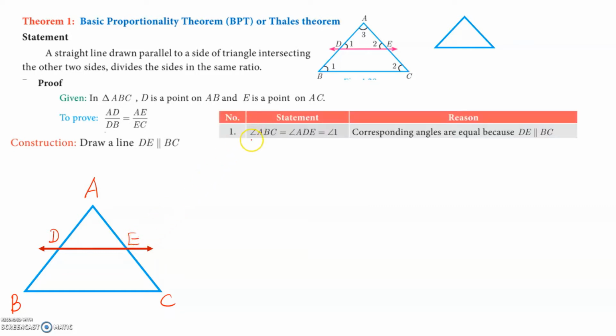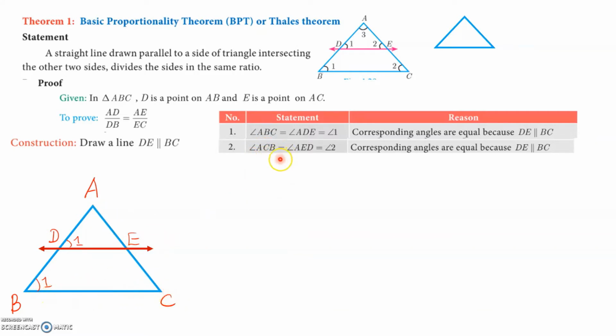Next, we can see that angle ABC, which is this angle here, is equal to angle ADE, which is this angle. So we're going to call this angle 1. So let's write it down. This is angle 1, and this is angle 1. And they're corresponding angles of a straight line which is passing through two parallel lines.